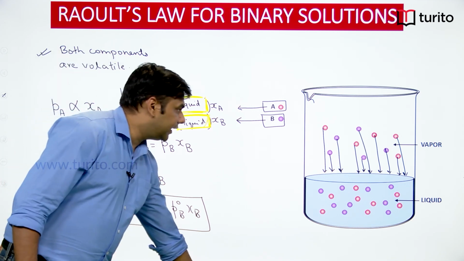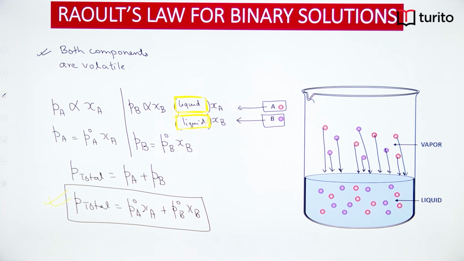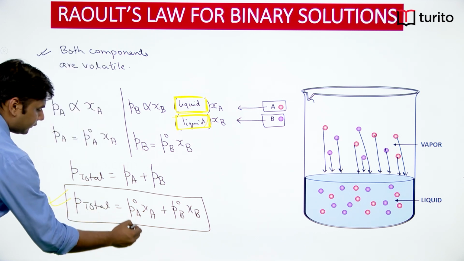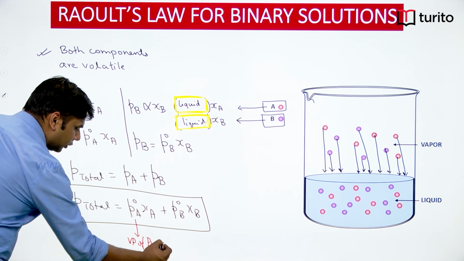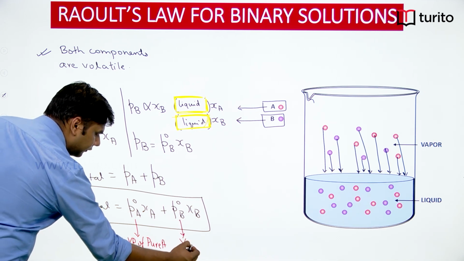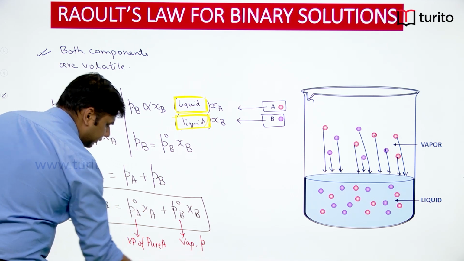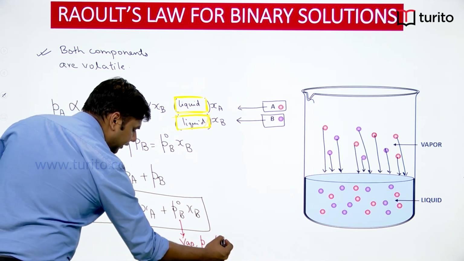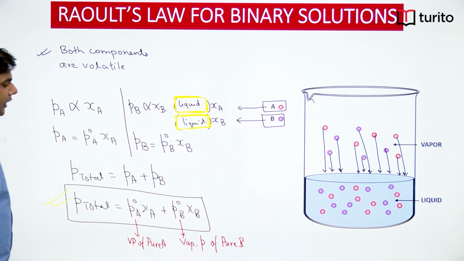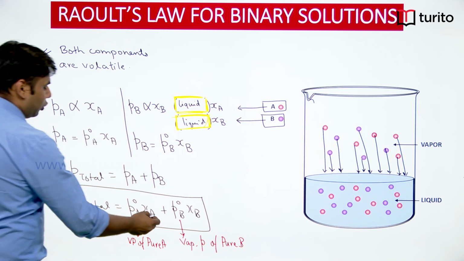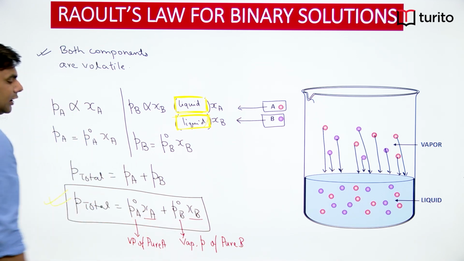So just write it down. You can write it over here. P naught A was the vapor pressure of pure A. P naught B was the vapor pressure of pure B. XA was the mole fraction of A in liquid phase, XB was the mole fraction of B in the liquid phase. Hope this is clear to everyone now.